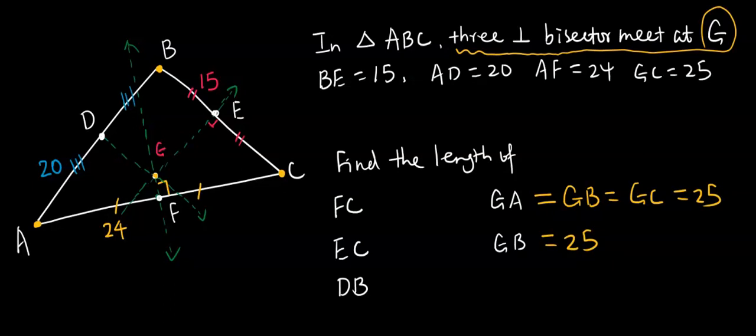Alright, now remember it is a perpendicular bisector. Therefore, if BE is 15, then EC is also 15. If AF or FA is 24, that means FC is also 24. You see, these little tick marks tell us a lot, and also we can come here and look at this. This is a bisector, cut in half, exactly half. Midpoint. All right, DB, if AD is 20, DB is also 20.